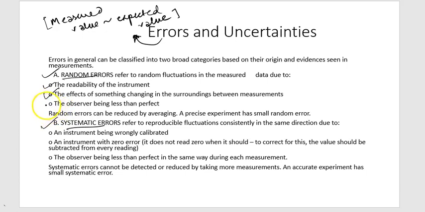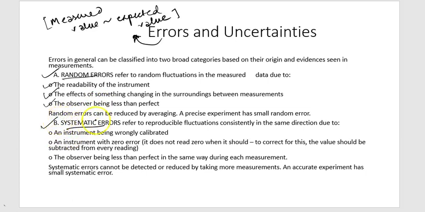Next, the observer being less than perfect. Of course, being careless while taking measurements is not recommended. So if you have any trouble reading the instrument and you are aware of that, then please report it and try to get it fixed. And please be aware of the precautions that you need to take while taking the measurements, and be consistent in what you do.